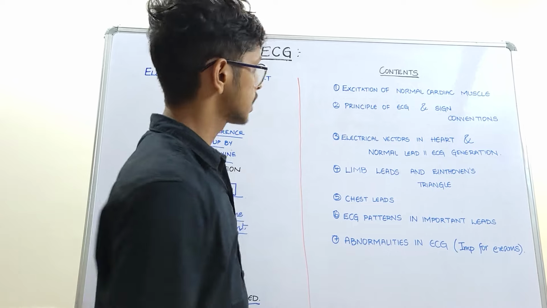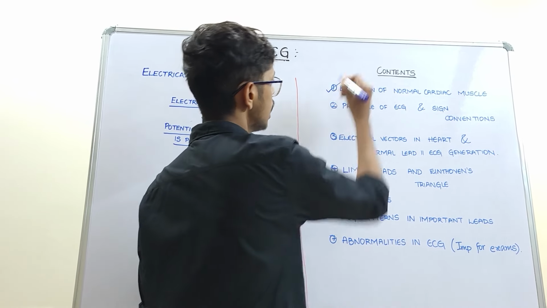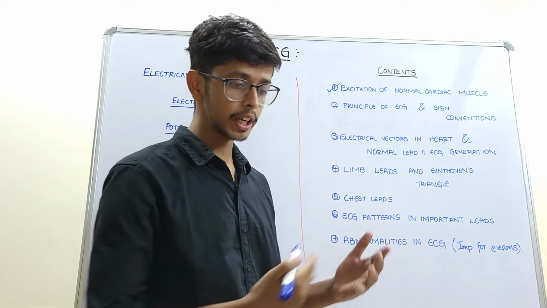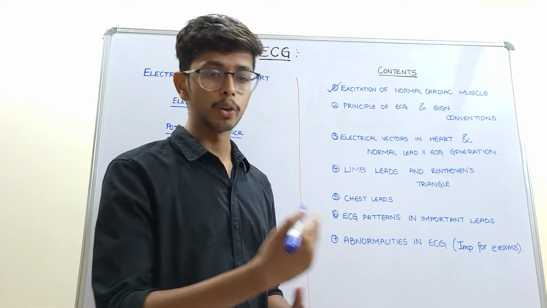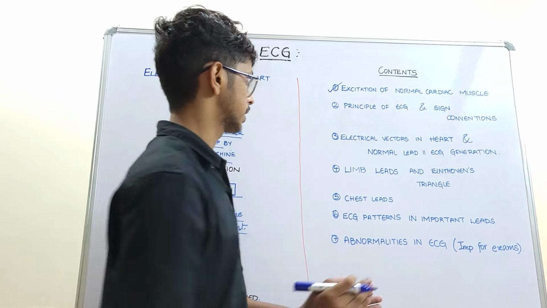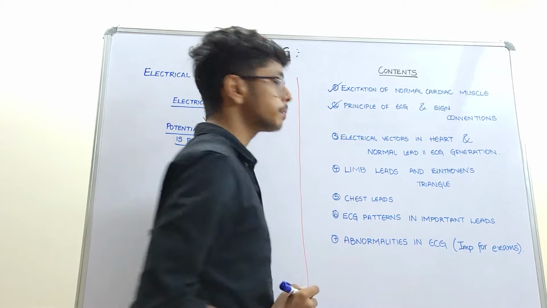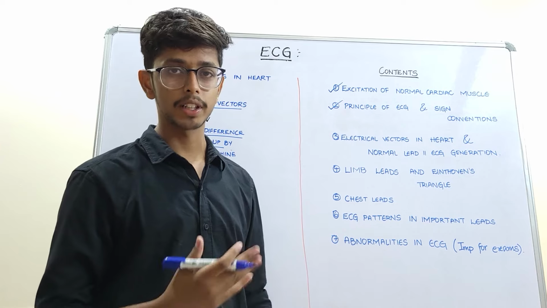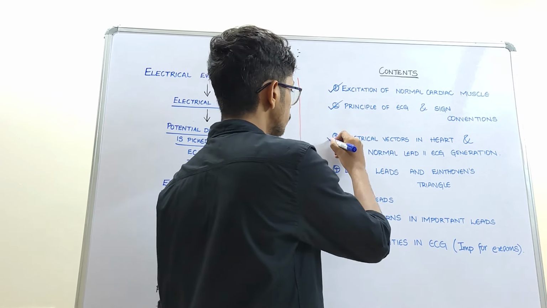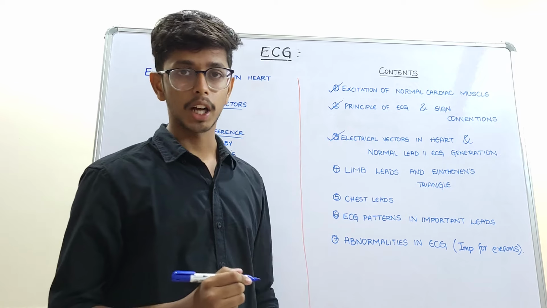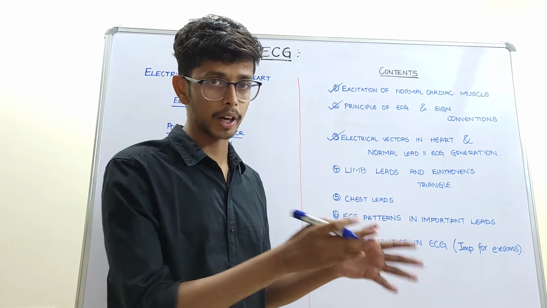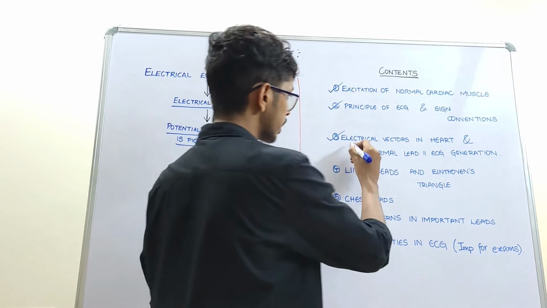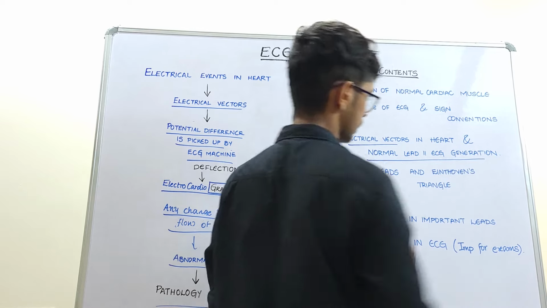So this topic will be discussed under the following contents. First, let us understand how a normal cardiac muscle will be excited. We will take one cardiac muscle fiber, we will see how the electrical activity is changing during repolarization phase or depolarization phase. And then we will understand what is the principle of ECG and the important sign conventions in the ECG. This is very important when we discuss the ECG. And then we will draw the electrical vectors in the heart. Initially we have discussed in a single muscle fiber, right? Now we will take whole heart and we will try to draw these electrical vectors, and from these vectors we will derive a normal ECG pattern.